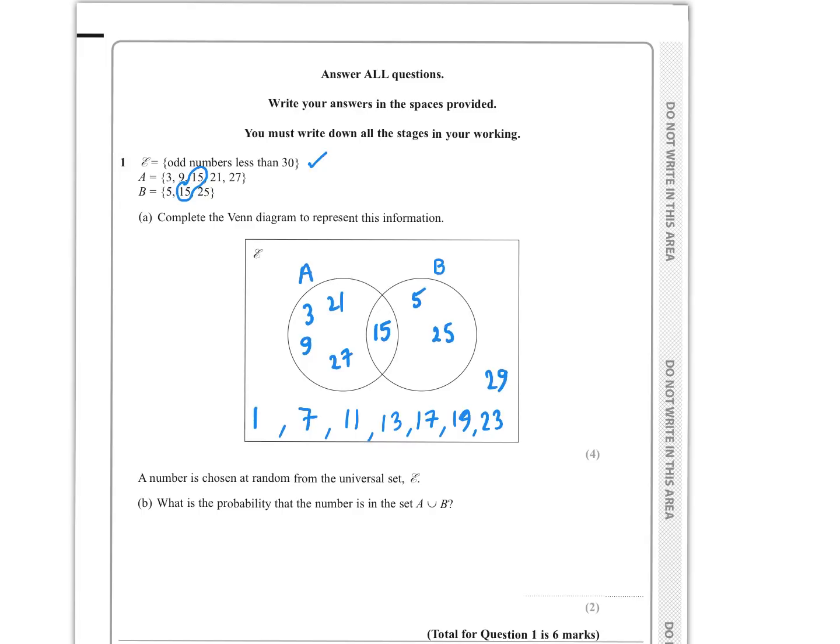It says now, a number is chosen at random from the universal set. What is the probability that the number is in the set A union B? Well, A union B is the union or the whole of A and B put together. So how many numbers do we have? We have 1, 2, 3, 4, 5, 6, 7 numbers out of a total of 1, 2, 3, 4, 5, 6, 7, 8 more outside, so 7 out of 15. And that would be fine to leave as a fraction as a probability, you don't have to decimalize.